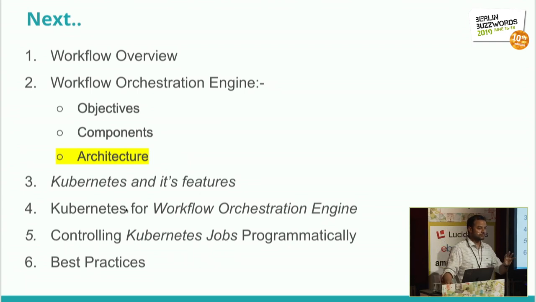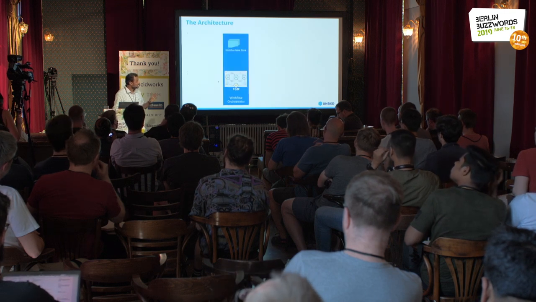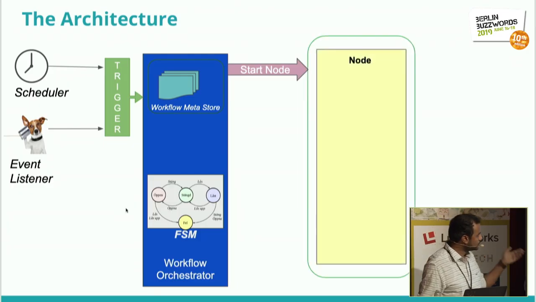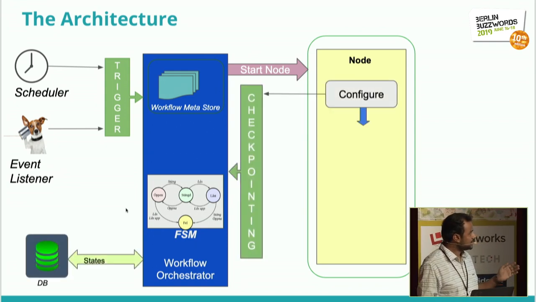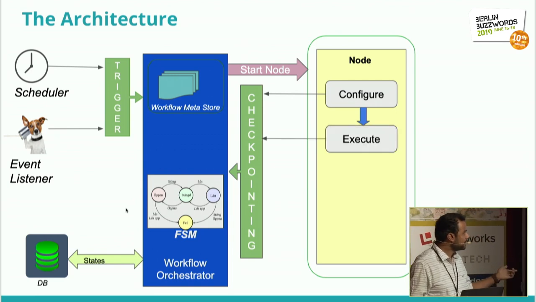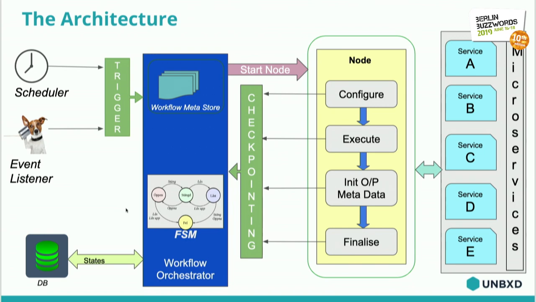Well, after having discussed all the components, all the building blocks involved in this architecture, let's move on to the actual architecture. So the orchestrator receives an event through one of the triggers, goes through the DAG structure of the workflow and starts a particular node. The node executes each of its internal steps and keeps on checkpointing the data back to the workflow orchestrator, which persists it into the DB after each of its steps. The orchestrator here only stands as a service which starts a particular node and keeps on receiving events back from the node. After the finalized step of any node, it knows what next node has to be started.